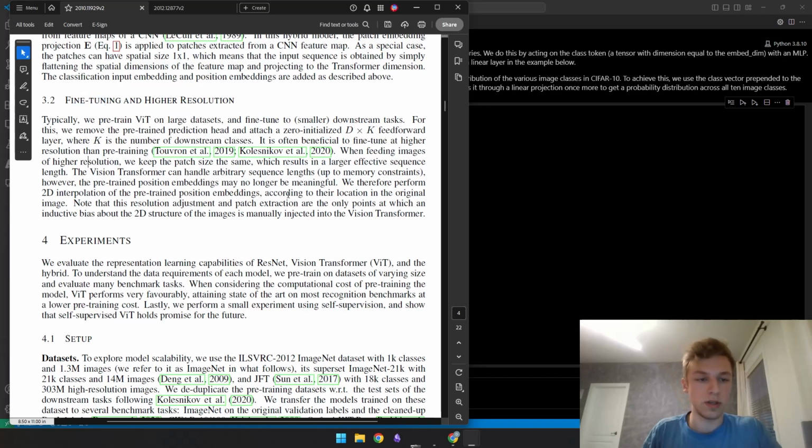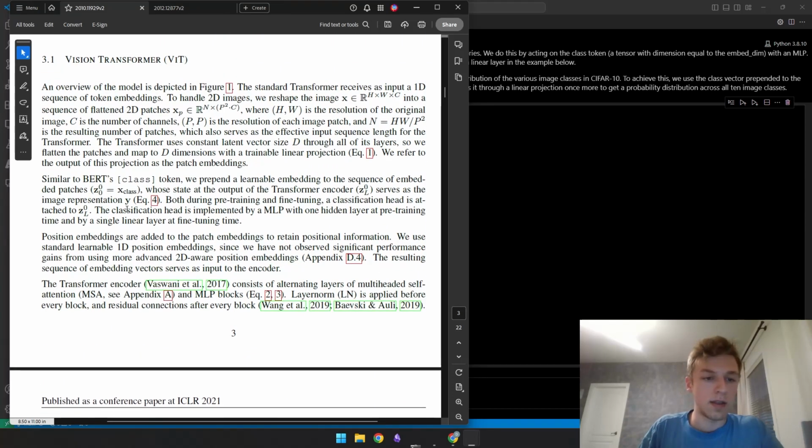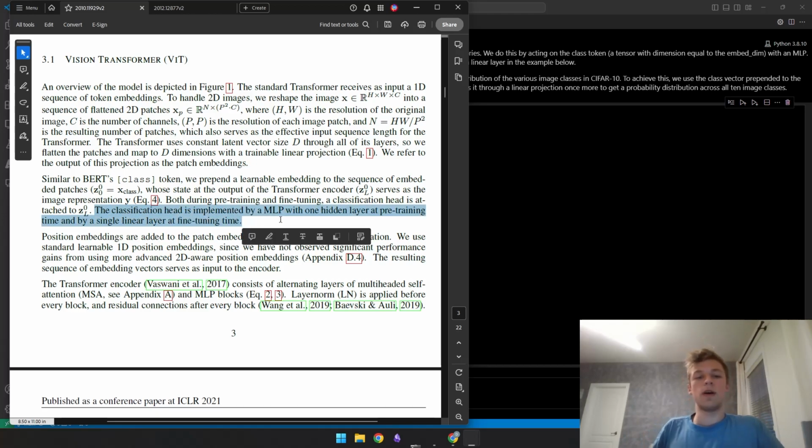And they do mention the classification head, what is done with the class embedding, which is Y, at the end of the model. And this sentence is key. At pre-training, the authors encourage using a multi-layer perceptron with a single hidden layer. We would just use the Gaussian linear unit from earlier as the activation function, and then we would have a hidden layer at pre-training. And at fine-tuning time, we would have a single linear layer. Now the question is, why split into pre-train and fine-tuning?